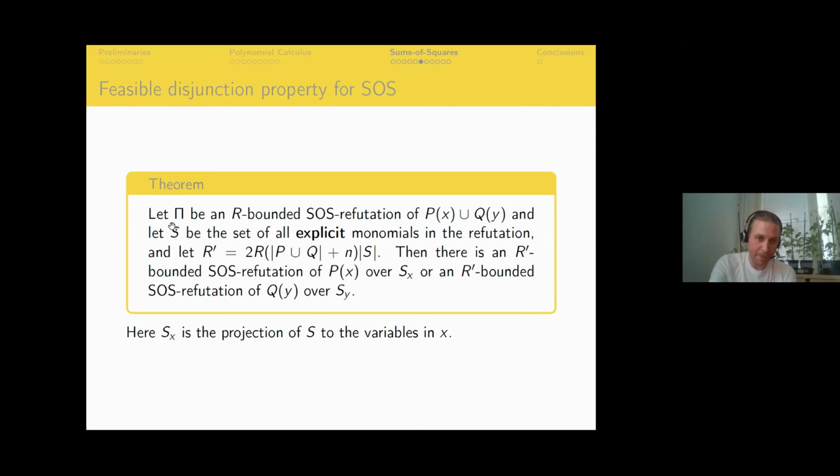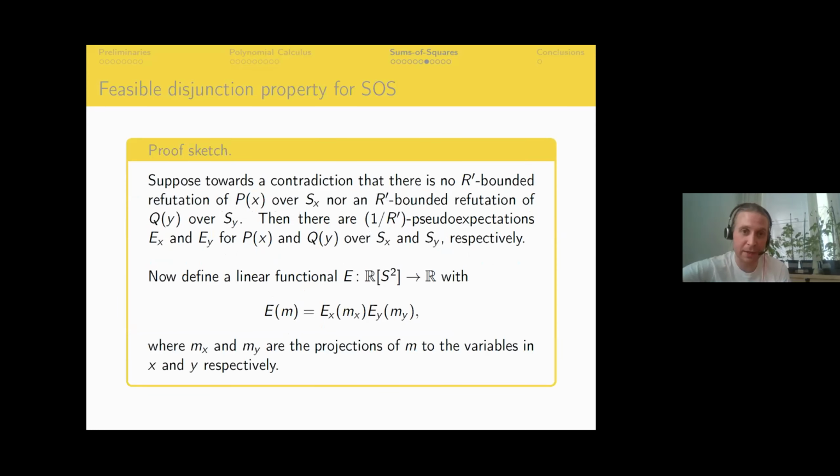So with this set and this given bound, we can define another bound and show that there are R prime bounded SOS refutations of Px over Sx, or R prime bounded SOS refutations of Qy over Sy. Okay, and the proof is really the same idea. Supposing towards a contradiction that there are no such refutations, then you have these 1 over R prime pseudo-expectations.